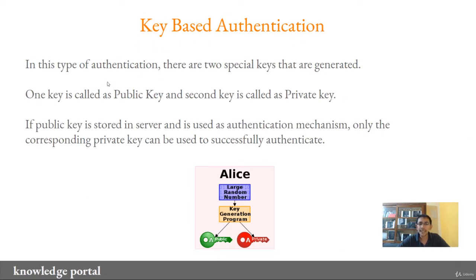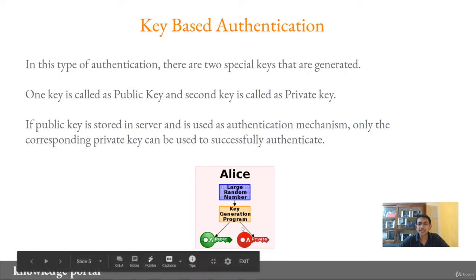In this type of authentication, there are two special keys that are generated. One is called a public key and the second is called the private key. This can be better understood with the diagram where you have a user Alice and there are two keys that are generated. One is the public and the second is the private key.